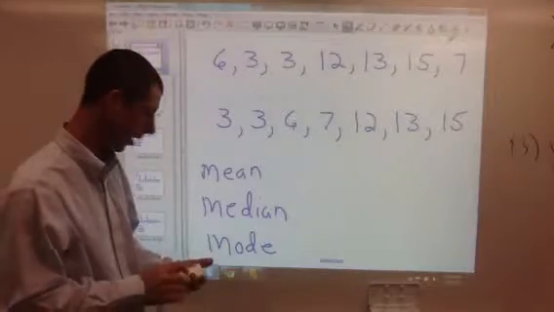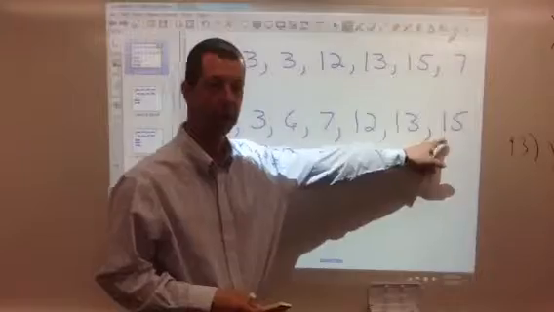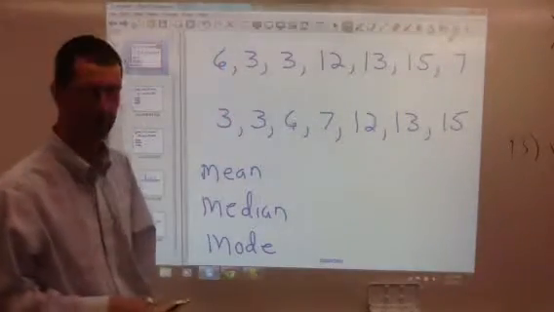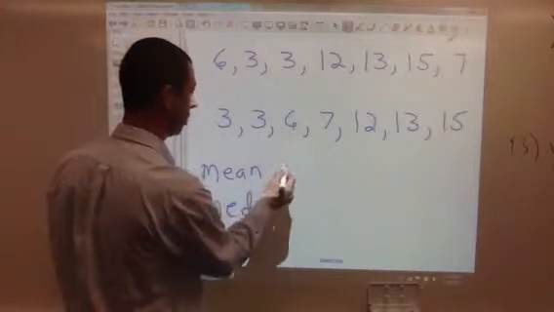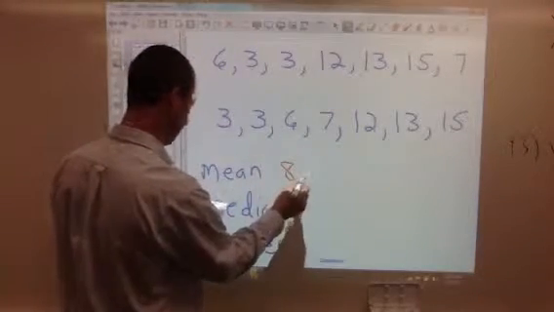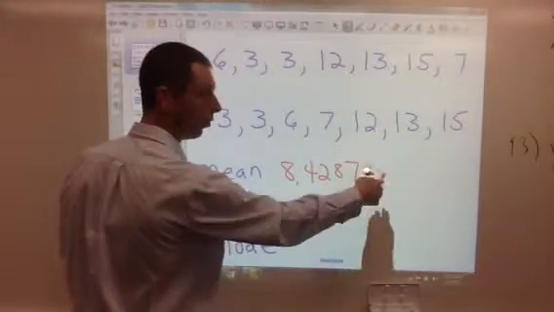So in this case, when you add these up, and I've already added them, they add up to 59. And there are 7 numbers there. So 59 divided by 7 comes out to 8.4287, and it goes on further.